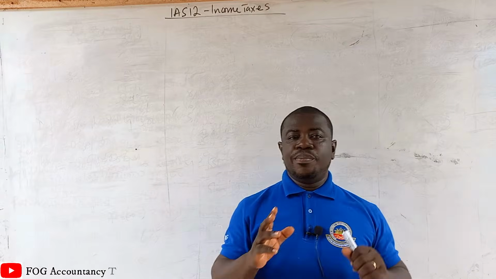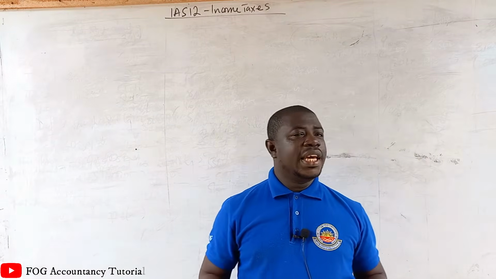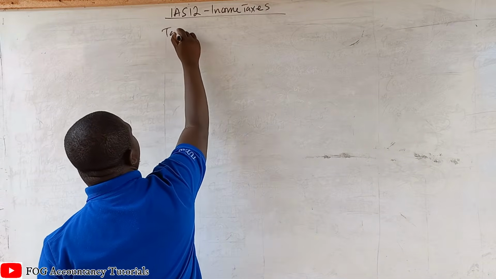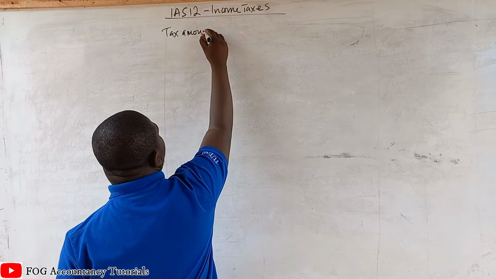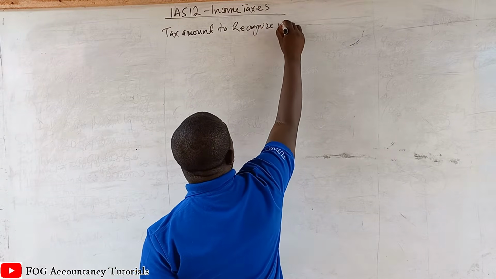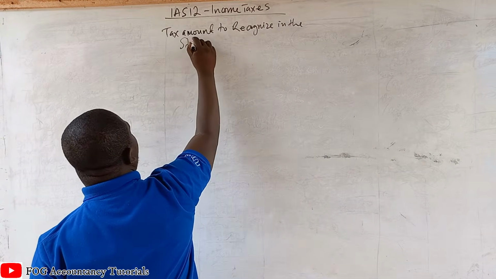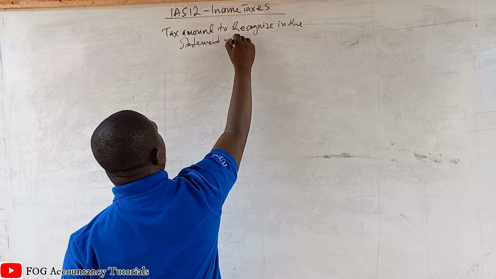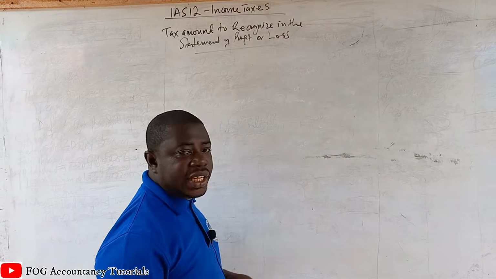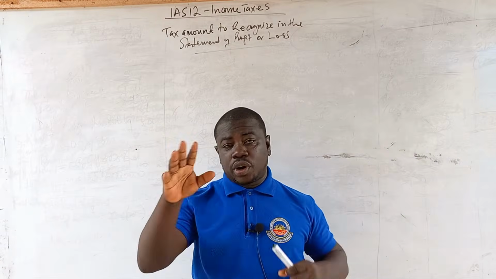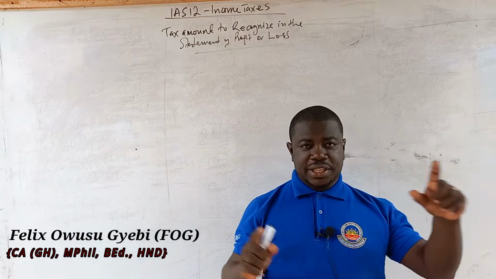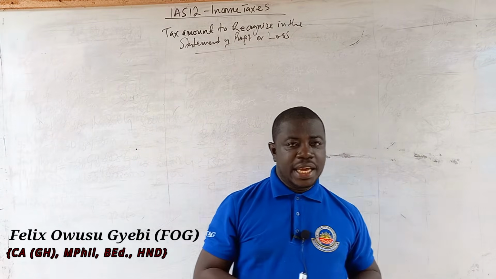Now, over here, the most important thing that we are going to talk about is the recognition of tax amounts for the period. So, the tax amount or tax expense to recognize in the statement of profit or loss. That is the most important thing we are going to talk about. Afterwards, I'll talk about one or two things about where to present and recognize deferred taxes and some of these other taxes in the financial statement.